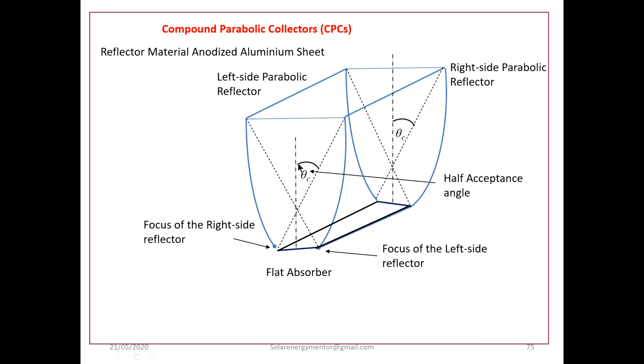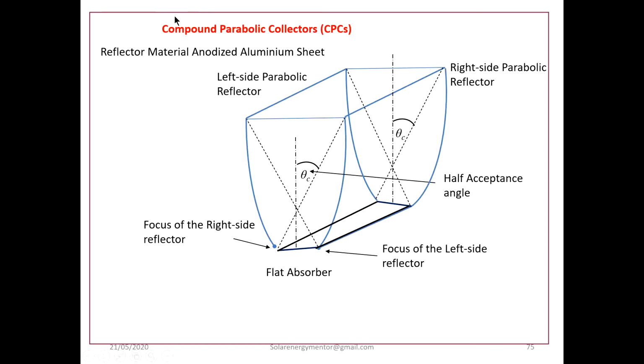Now the angle between the center line and the extreme edge is called the half acceptance angle. Actually, the full acceptance angle is this, theta. The physical meaning of full acceptance angle is that, suppose you place the compound parabolic collector in this manner and then the sun is at this position.